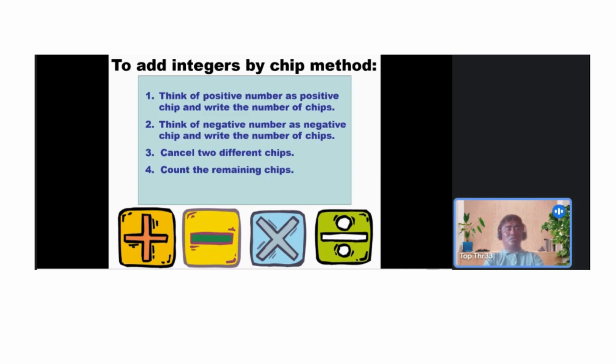So to add integers by chip method, here are the steps. Step number 1, think of positive number as positive chip and write the number of chips. Step number 2, think of negative number as negative chip and write the number of chips. Step number 3, cancel 2 different chips. And finally, count the remaining chips.